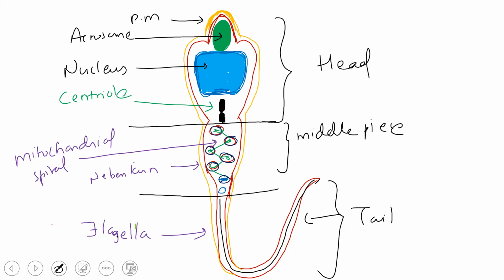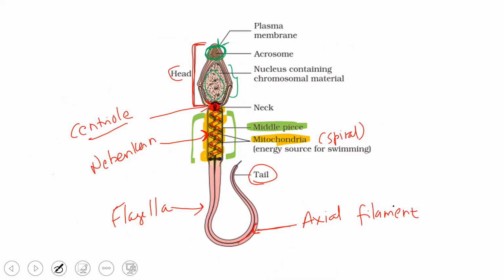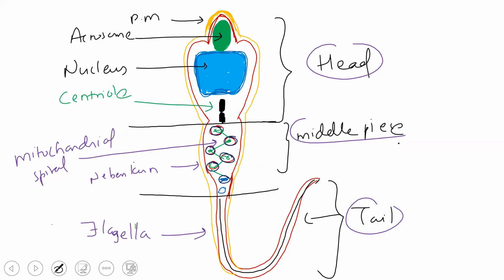That's why I've shown the head, the middle piece, and the tail separately. It can move by flagella. Energy is provided by mitochondria. It needs many mitochondria. If you count the mitochondria over here, around 10 odd mitochondria are there. It needs more energy for fertilization, so these sperms can move. That's why they need this energy, and it comes from ATP through mitochondria. So it's the energy source for swimming. Also a question. So this is how you can draw.